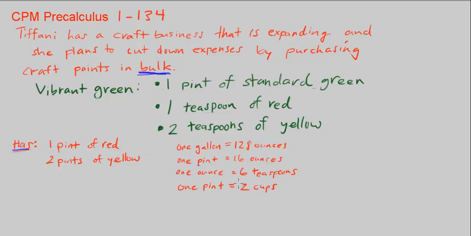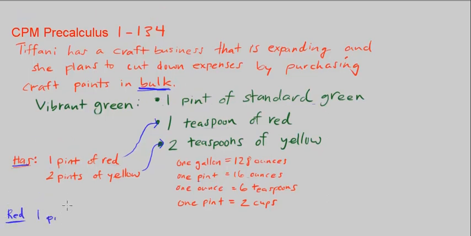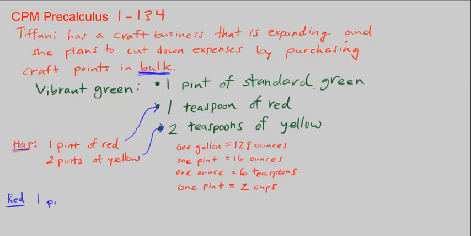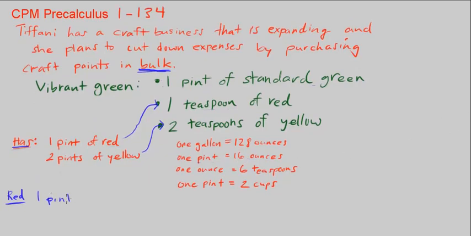First of all, we know we have 1 pint of red, and our mixture needs 1 teaspoon of red for every pint of standard green. Likewise, we have 2 pints of yellow, and we need 2 teaspoons of yellow for every pint of standard green. So first let's look at red. We have 1 pint of red. 1 pint is 16 ounces and 1 ounce is 6 teaspoons.